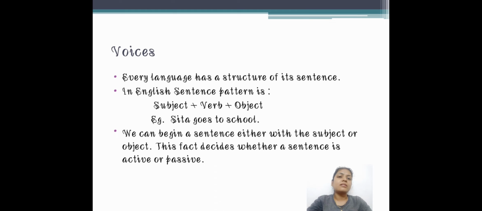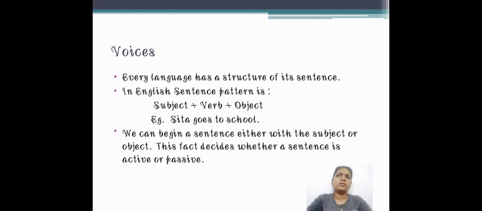First I'll go with the first topic, that is, every language has a structure of its sentence. Now every language, let it be Sanskrit, Hindi, or English, has its own structure. Structure means pattern. Suppose if you want to make a building, you first have to make a structure of it. So if we want to make a sentence, we first have to know about its structure. In every language, the structure of its sentence is different. In our English language, the sentence structure or pattern is subject plus verb plus object. That means karta plus kriyapad plus karma. In English language, this is the sentence pattern.